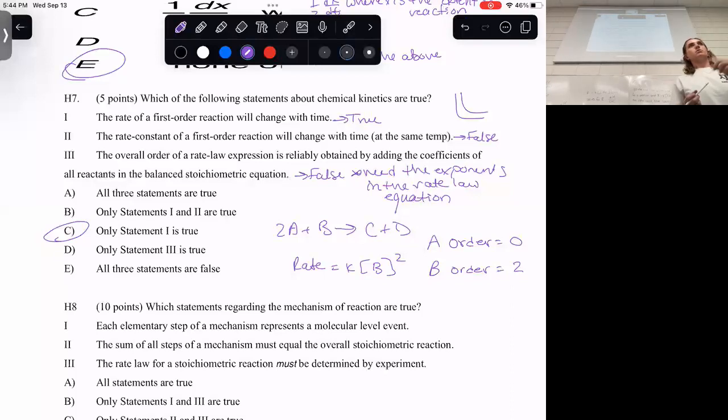0th order will not. Can someone tell me why a 0th order reaction will not change with time? It's independent of the concentration. Right, 0th order means concentration does not matter.